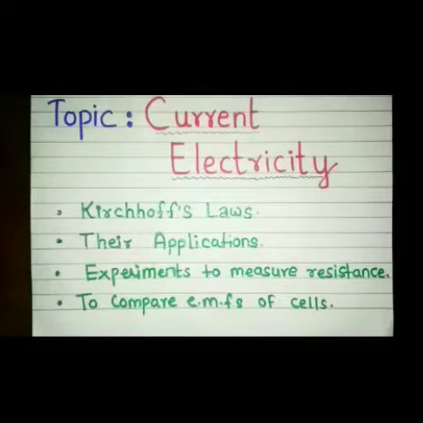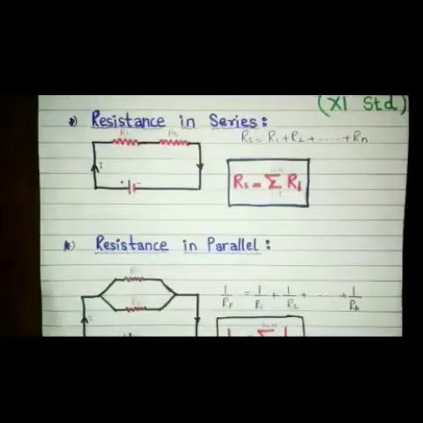But before starting this new chapter, let me recall some similar topics that we have already studied in standard 11th. In 11th standard we have studied the origin of electrical conductivity, in particular for metals. We have also studied how to calculate the effective resistance of two or more resistors in series and in parallel.